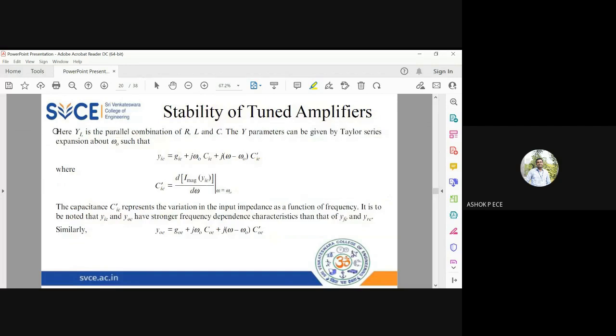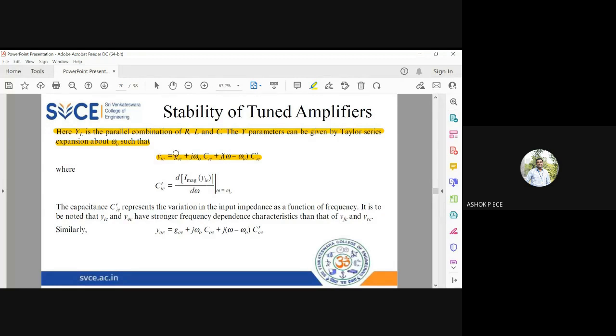So here Y_L is the parallel combination of R, L, and C. I'm going to expand the parameters above the frequency omega naught using Taylor series. So I'm going to go a little bit mathematical. I'm going to expand the equation for Y_IE with respect to omega naught, which is going to be my resonant frequency.